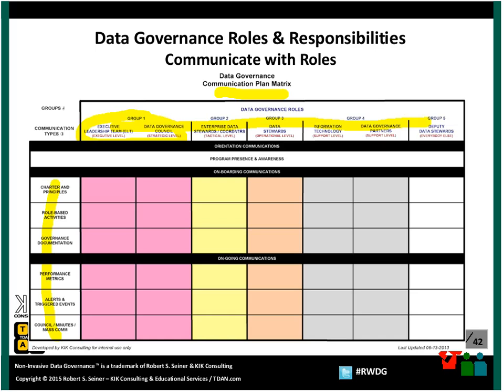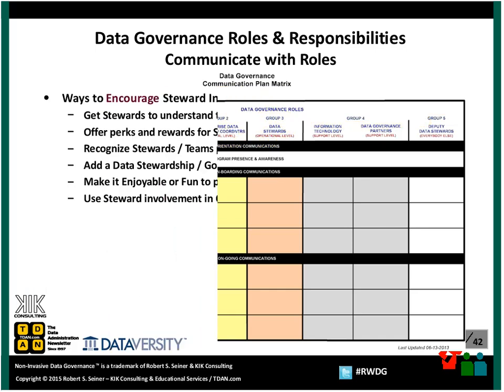So if we say that group one is our executive leadership and our council, and group two is our data domain stewards, and group three is our data stewards, we can't communicate in the same way to group one as we communicate to group two, as we communicate to group three, and ultimately with everybody in the organization. So it's important to put together a communication plan that says when we're going to communicate the charter and the principles or the role-based activities or where governance documentation exists. We've got to make certain that we have an approach for communicating these things to different people in the organization and that we're not going to just use a one-size-fits-all when it comes to communicating about data governance within the organization.